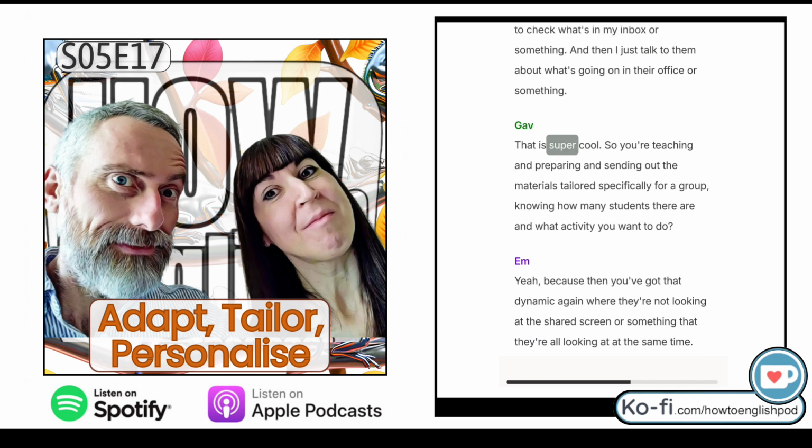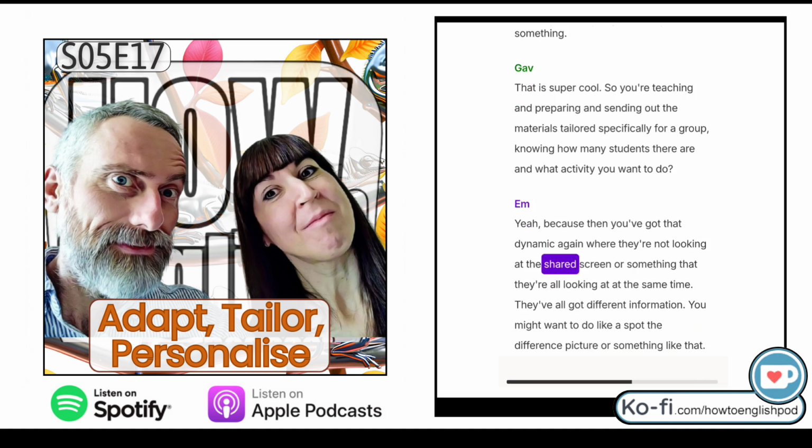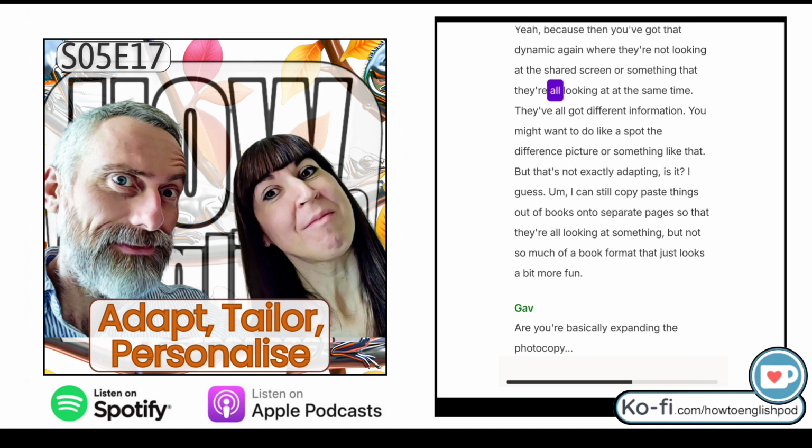That is super cool. So you're teaching and preparing and sending out the materials tailored specifically for a group, knowing how many students there are and what activity you want to do. Yeah, because then you've got that dynamic again where they're not all looking at the same shared screen at the same time. They've all got different information.